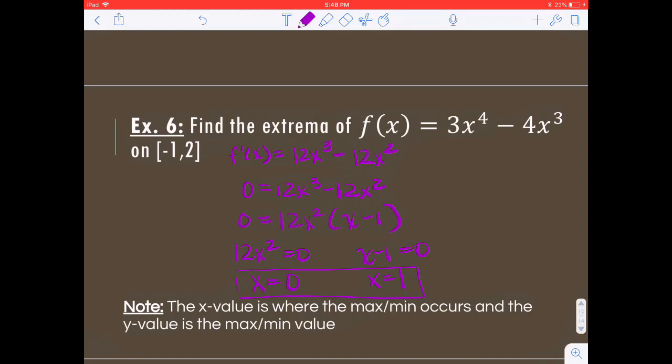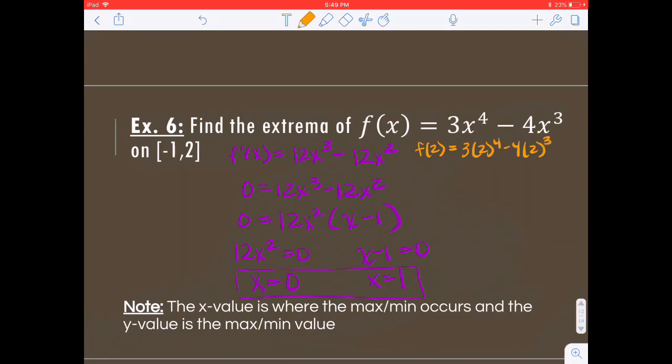So now what we want to do is take the critical numbers we just found and the endpoints of the interval, and find the maximum and the minimum value. So we're going to plug each of these numbers, 0, 1, -1, and 2, into our function. We'll start with f of 2: 3 times 2 to the fourth minus 4 times 2 to the third. All that ends up being 16.